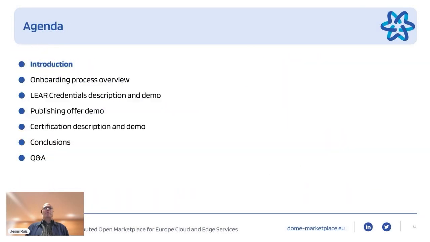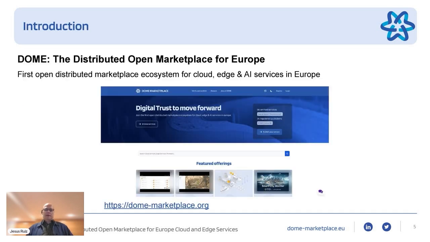Welcome to this webinar on the onboarding of cloud service providers in DOM. DOM is a distributed marketplace of trusted cloud, edge, and artificial intelligence services with a mission. The mission is to be an enabler of the European Union data strategy, which in particular means that DOM wants to facilitate adoption across Europe of cloud, edge, and artificial intelligence service offerings, which comply with the European Union regulation, with European standards, and also with the user expectations in terms of data management, security, portability, or even energy efficiency.